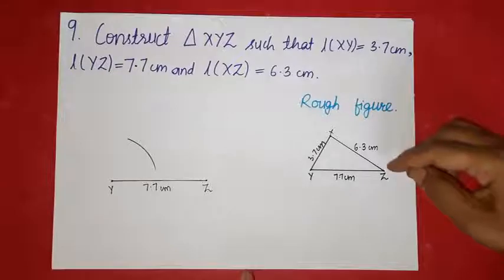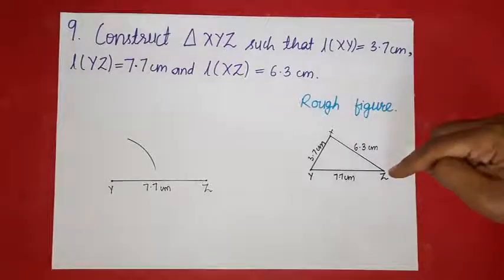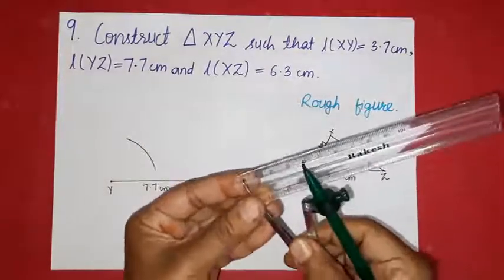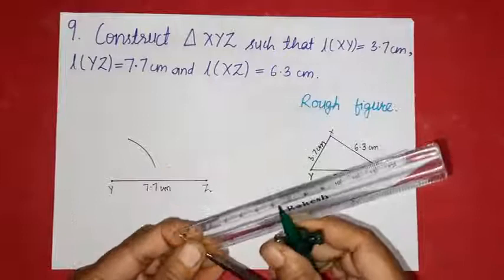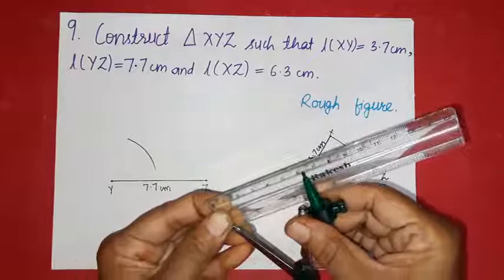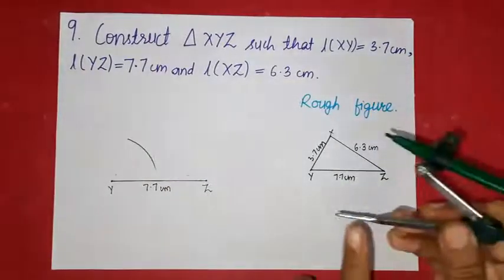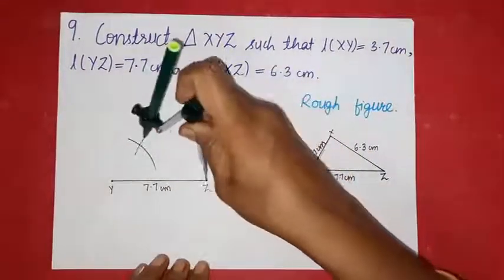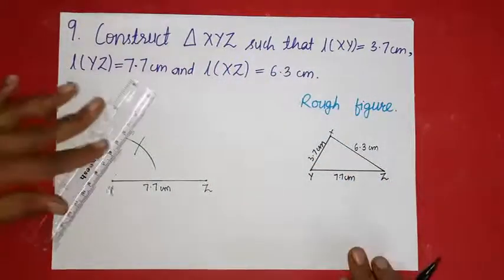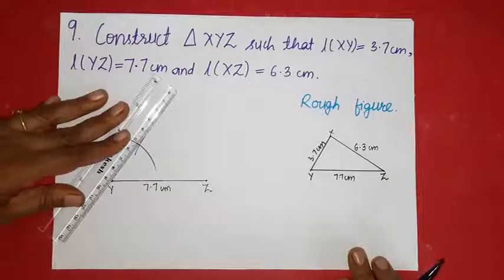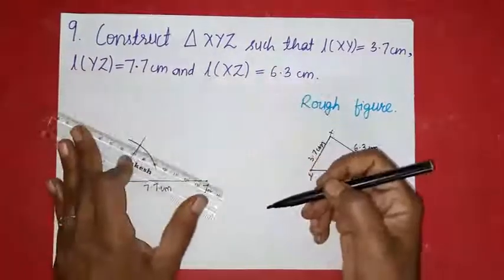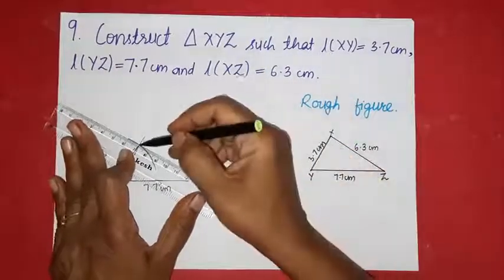Now we have to give arc of 6.3 centimeter from vertex Z. So again we will adjust compass using ruler. So put the needle end again on 0 and 6.3 centimeter. So bring the pencil end on 6.3 like this. Then put the needle end on Z, give the arc like this. The intersecting point that you are getting here is vertex X. Now join this intersecting point with vertex Y. Now with vertex Z.